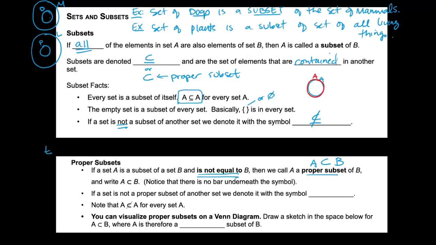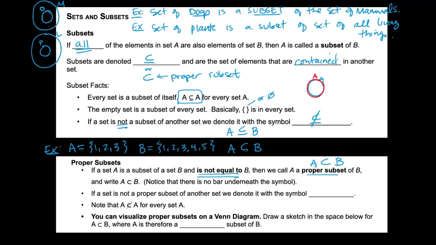So for example, let's say A is the set 1, 2, 3. And let's say B is the set 1, 2, 3, 4, and 5. We could say that A is a proper subset of B. A is also a subset of B because all of A is in B. But we also say that A is a proper subset of B because A and B are not the same. All the elements in A are in B, and then they're also not the same set. So we're allowed to use this special subset symbol that's a little bit more specific.